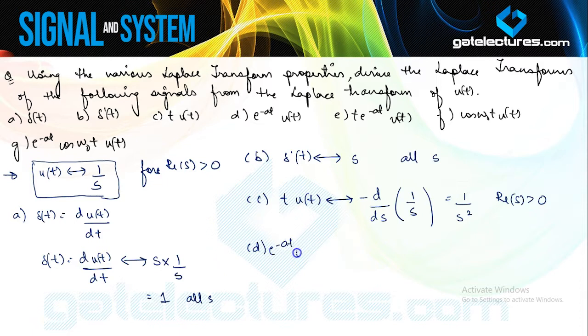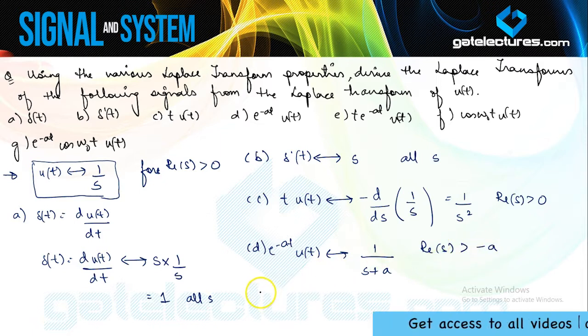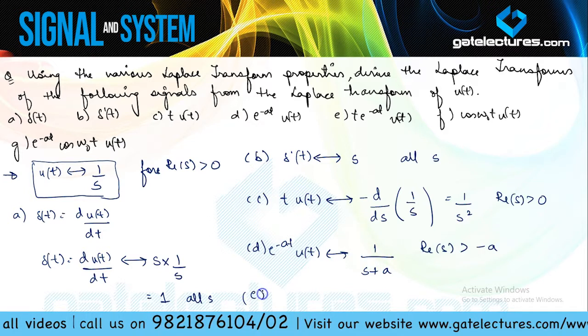Now look at the next part. This is simple shifting in the s domain. Since you multiplied with e to the power minus a t, you're going to obtain a shift of s plus a, and the ROC is going to change. This is going to become real part of s greater than minus a. Right.